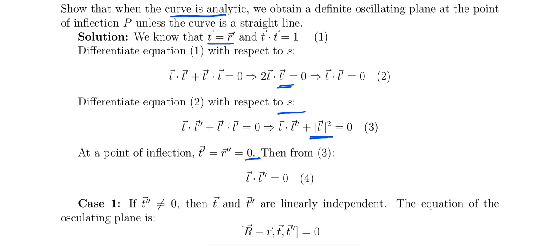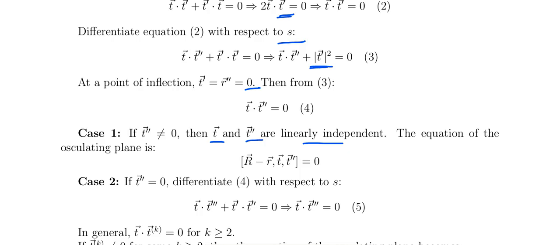Okay, this is a very basic idea. At the point of inflection, the second derivative is 0. Okay, but t vector dot t double dash vector equal to 0 has come, because t dash vector is 0, so this is equal to 0. So in the case when t double dash is not equal to 0, t vector and t double dash are linearly independent. Then what will the equation of the osculating plane be? It is r vector minus r vector, t vector, t double dash equal to 0.